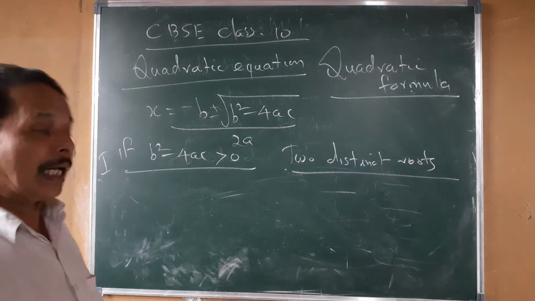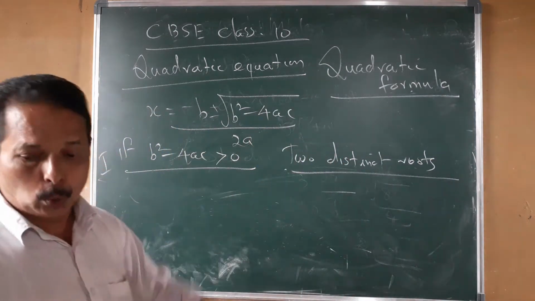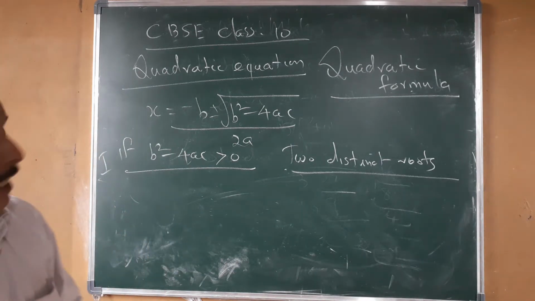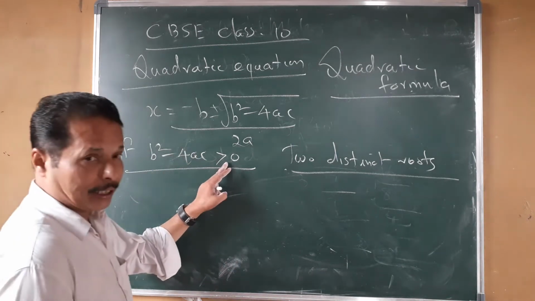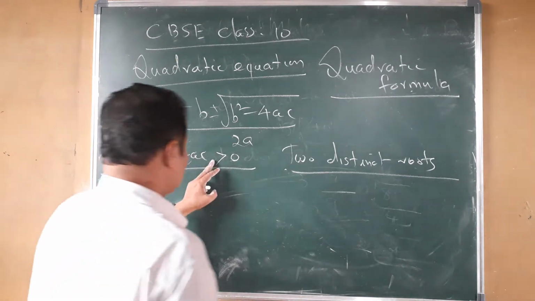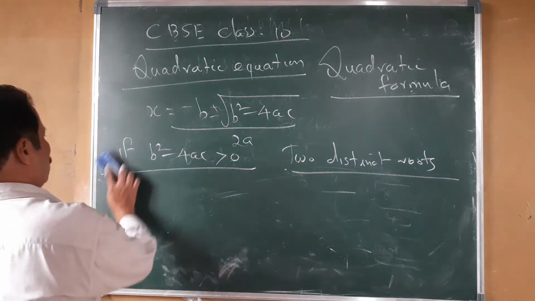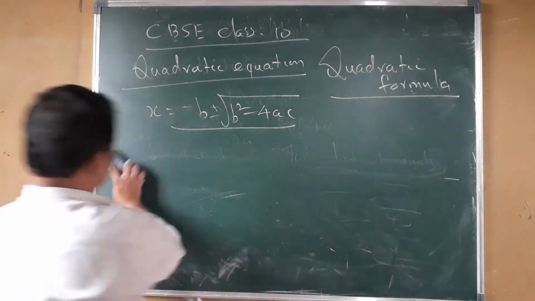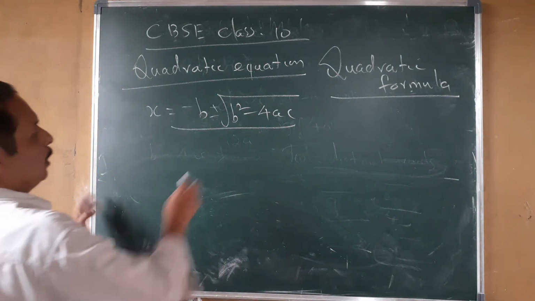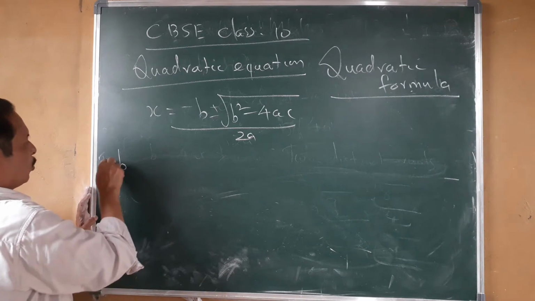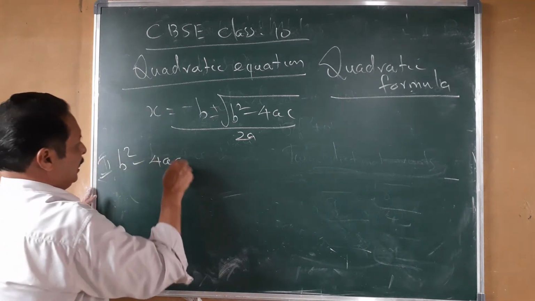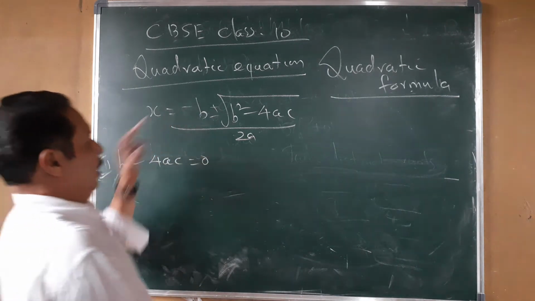Two distinct real roots. It's a real number. So if b square minus 4ac is greater than 0, you get two distinct real roots. It's clear. One more. If b square minus 4ac is equal to 0, what happens?